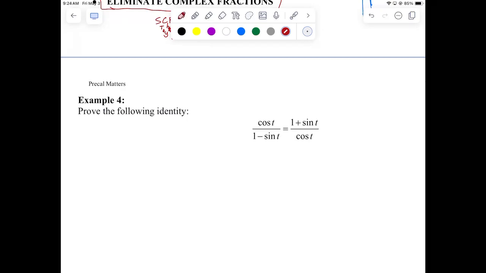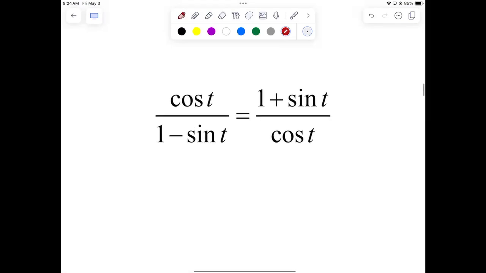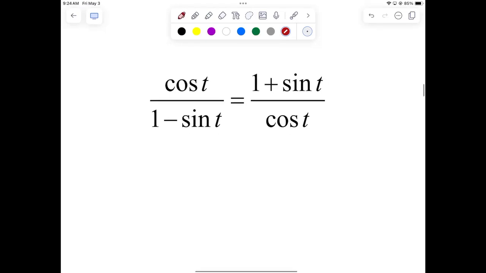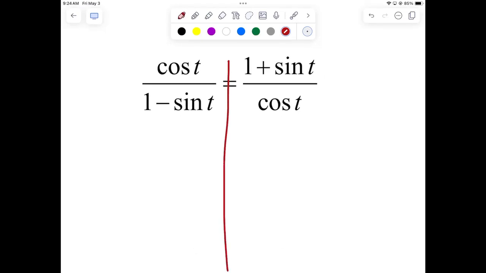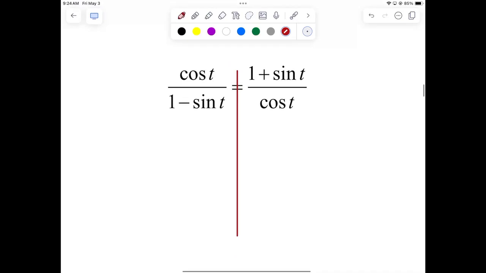Or do you? Prove the following identity. Notice we switched to a variable of t instead of variable of x. Is that okay? Yeah, that's fine. All right. So I draw a line down the middle, and that discourages me from multiplying both sides by something or adding something to both sides. I got to work on each side independently.